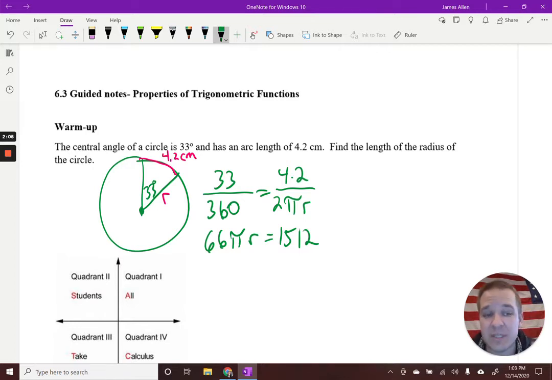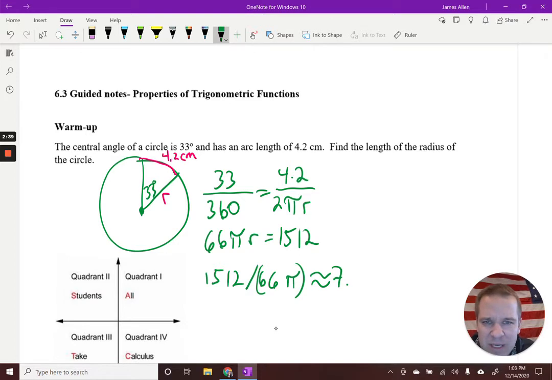Now, here's a common mistake that happens. We just plug in the division in our calculator, and we're like, I don't know why I keep getting the wrong answer. Well, here's what's happening: your calculator is dividing by 66 and then multiplying by pi. So we have to put parentheses around the 66 pi to make sure it divides properly. And in which case I end up getting 7.